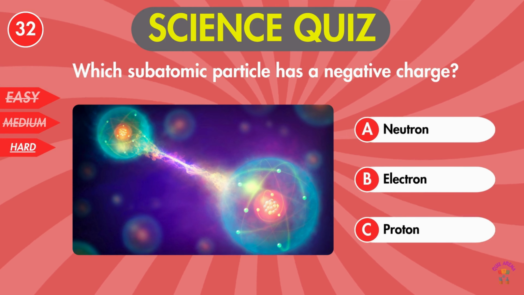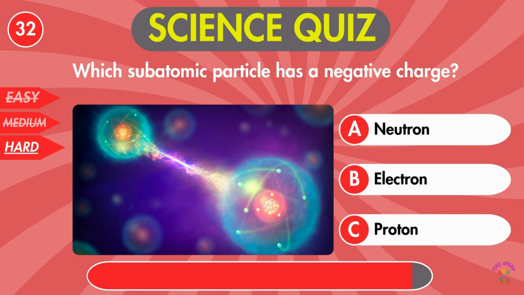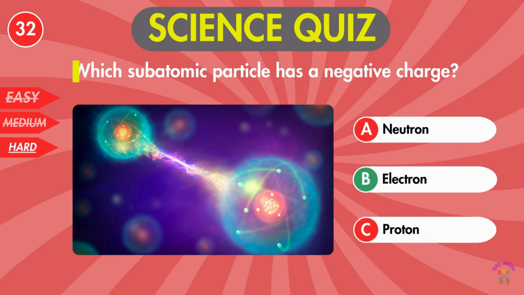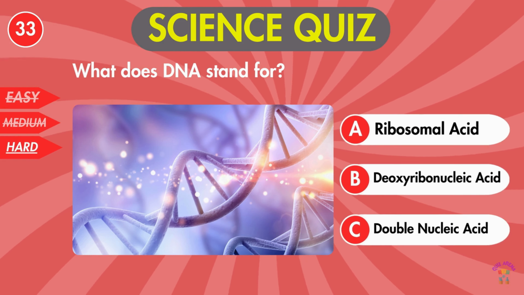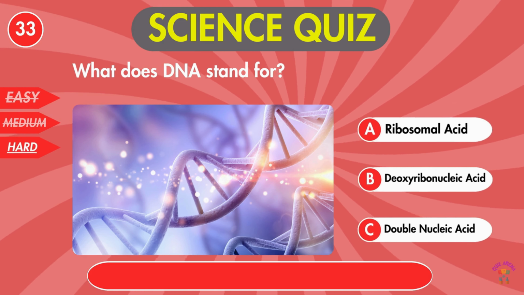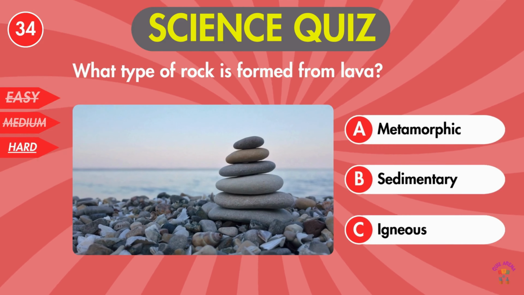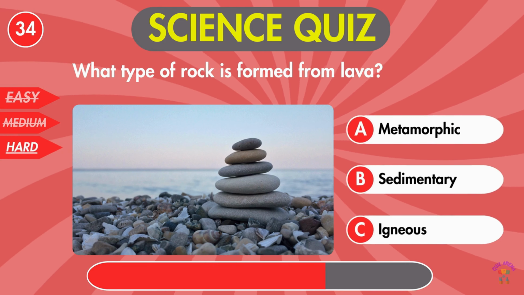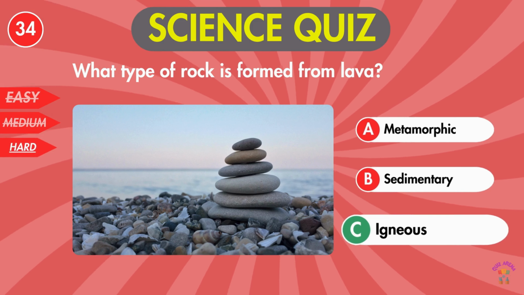Which subatomic particle has a negative charge? Electron. What does DNA stand for? Deoxyribonucleic acid. What type of rock is formed from lava? Igneous.